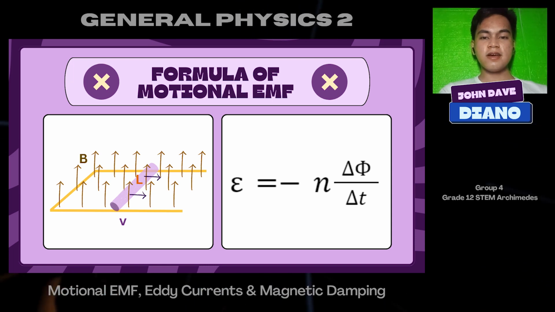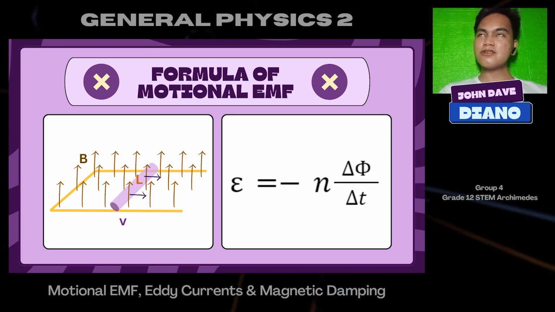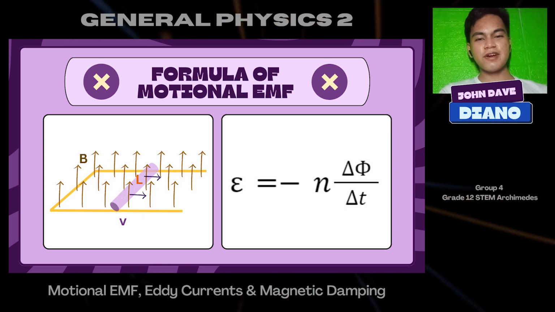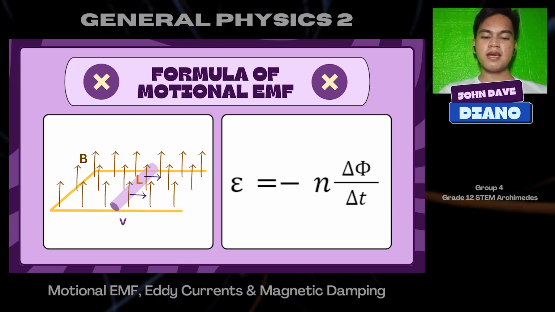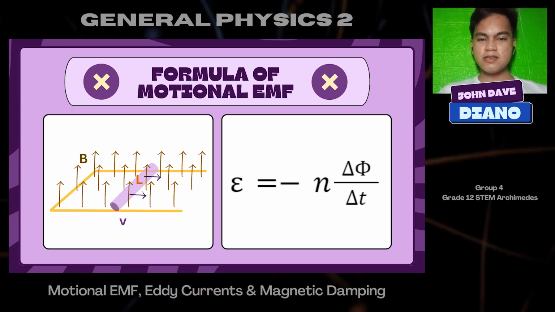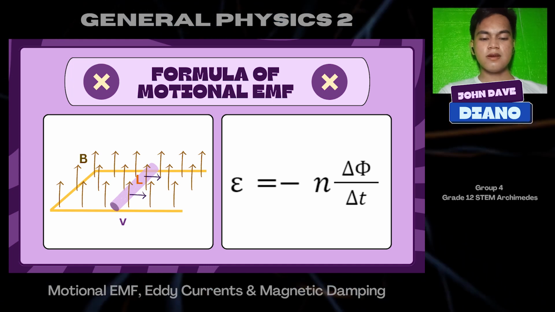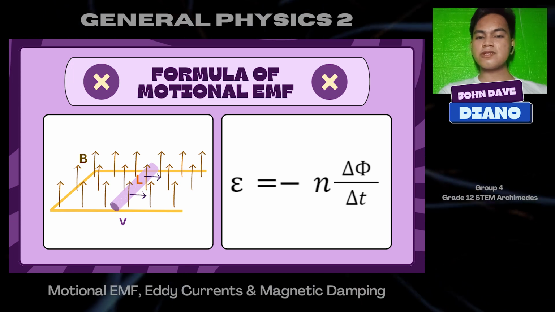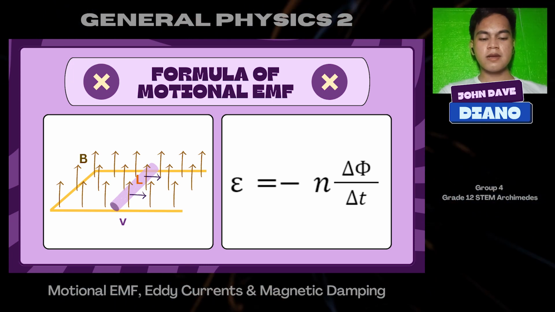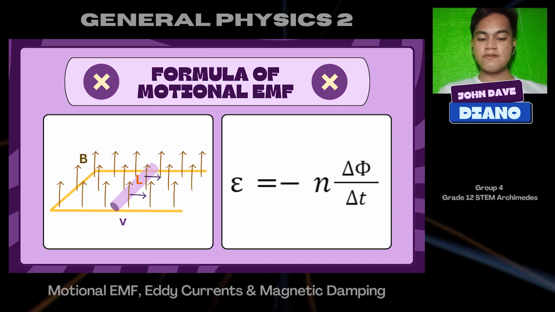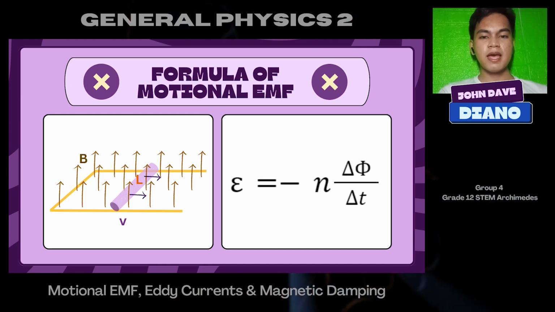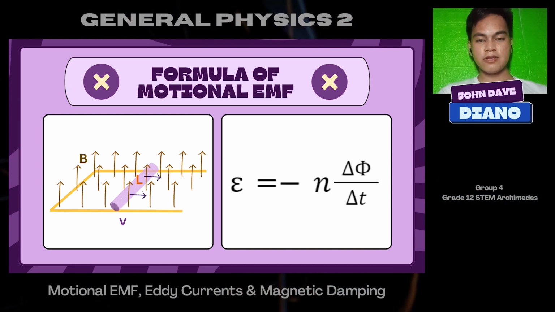The formula of electromotive force can actually be obtained through Faraday's law. Thus, the very first thing that we need to do to obtain the formula of motional EMF is to write down the formula of Faraday's law, which is EMF is equal to negative N multiplied by the change in magnetic flux over change in time, where negative N is the number of loops, our numerator is the change in magnetic flux, and our denominator is the change in t or the change in time.